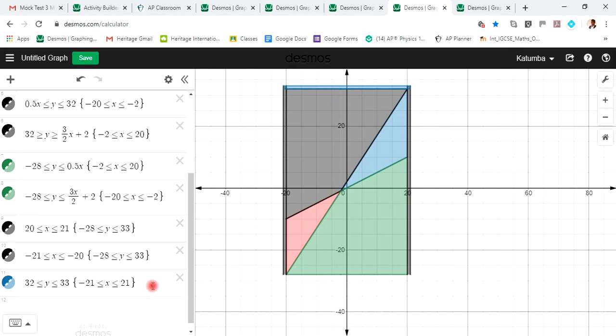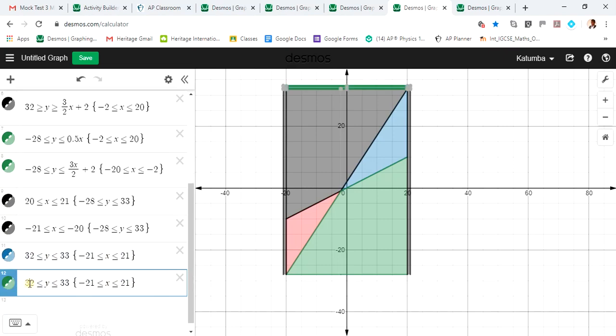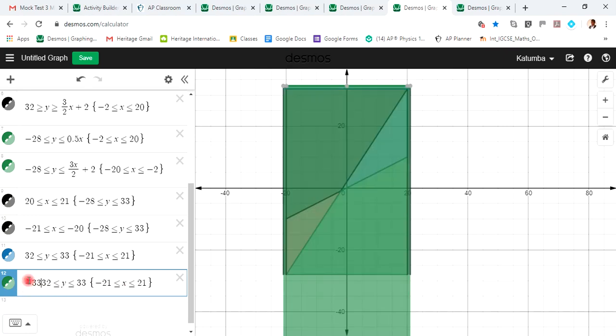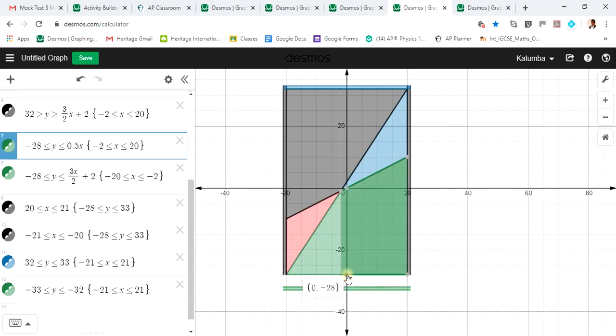I'm going to do the same thing at the bottom. Instead of from 32 to 33, I'm going to make that negative 33 to negative 32. The X restrictions remain the same. Sorry, no, 29 to 28.